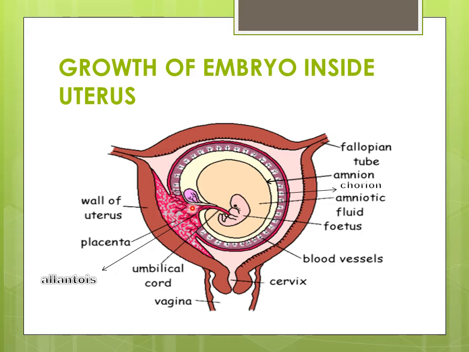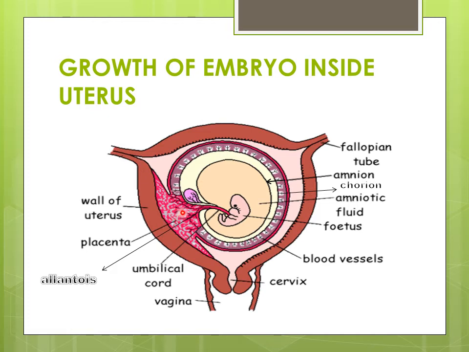Now, this is the placenta. The growing embryo or the fetus is a living organism. Now, it needs food and oxygen. It excretes nitrogenous waste and carbon dioxide, which need to be continuously removed. So, these special functions are performed by a structure which is called the placenta. And this placenta is a disc-like structure which is attached to the uterine wall.